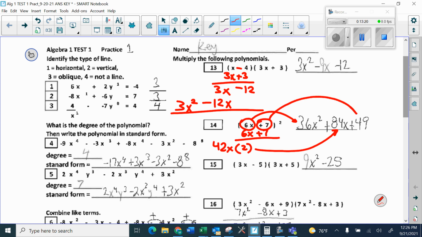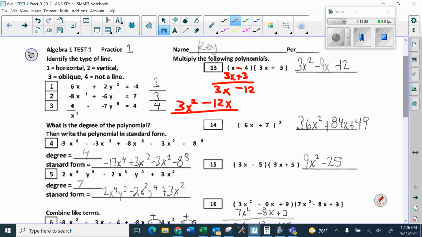7 squared is 49. Okay, so that's a shortcut, but if you don't remember the shortcut, then you go ahead and work it out longhand and put 6x plus 7 down here, and I get my 49. I get my 42x, I get the next 42x, and I get the 36x squared. Okay, and then I get the same answer right there, long ways.